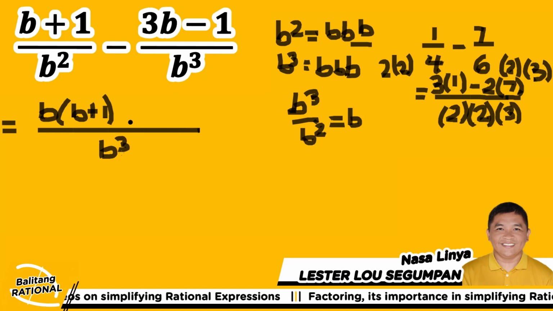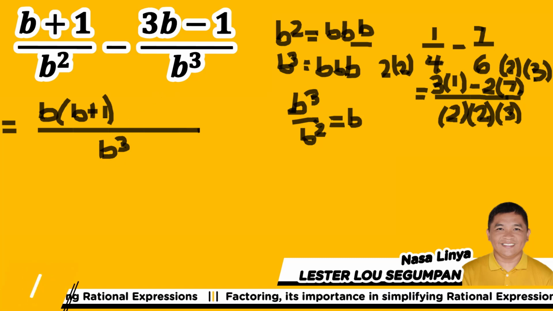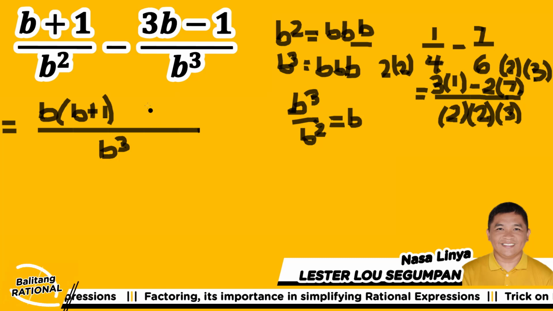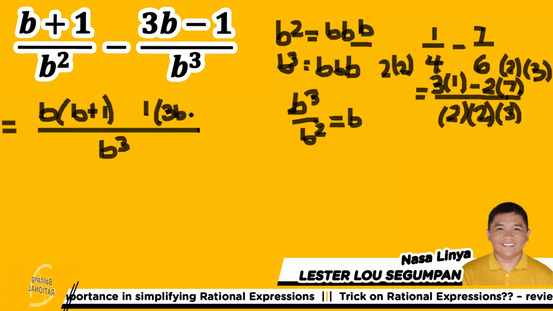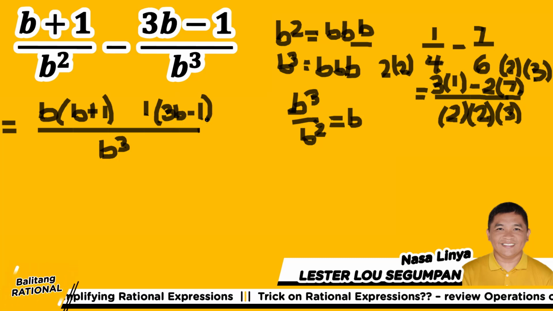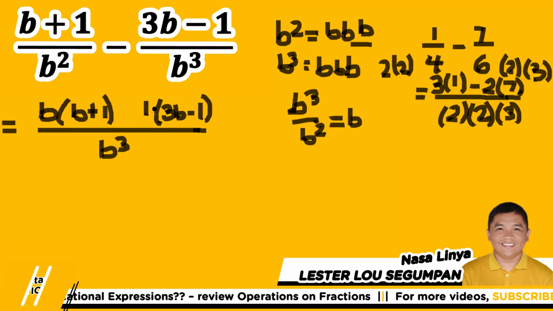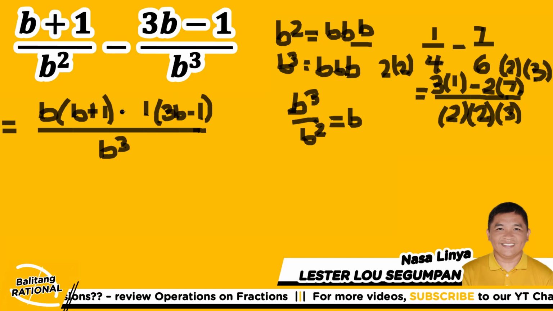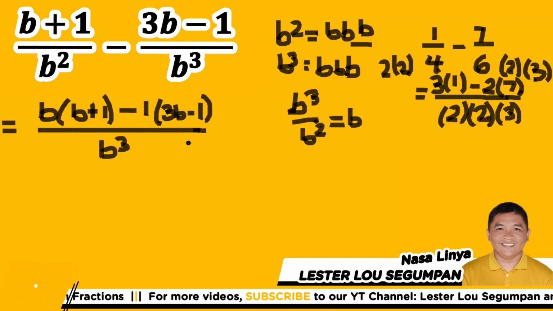Now, let's proceed to the second. b cubed divided by b cubed is just 1. So, that's the multiplier of your 3b minus 1. Now, most of us won't multiply anymore it by 1 kasi nga it's just the same. But I'm just multiplying this one and include parentheses so that when we subtract later on, because this is one of the things na nahihirapan yung iba sa atin.